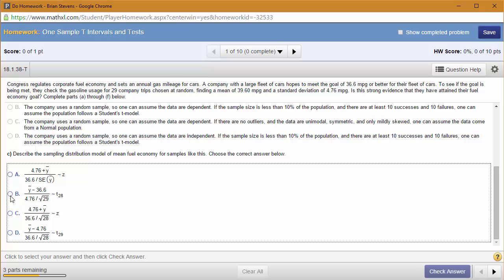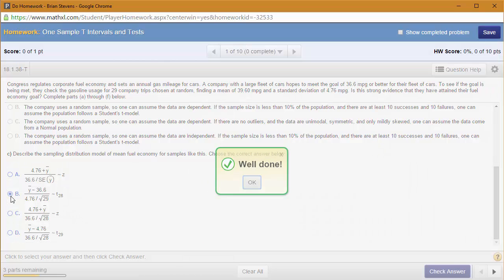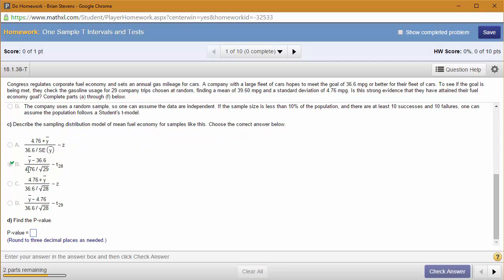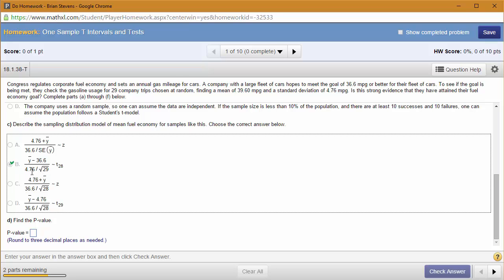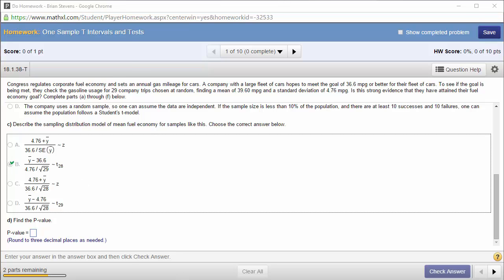And we said it would be a t with 28 degrees of freedom. That is how many standard errors of the mean we are away. This bottom portion of the formula, this 4.76 over square root of 29, is the standard error of the mean. And once again, every test statistic is just a difference. All we're seeing is how far our sample mean is away from our hypothesized mean, and then we're standardizing that difference. Very important. Now the p-value takes one more step. We still haven't found it, and we need to solve for this. So let's go ahead and solve it right here.